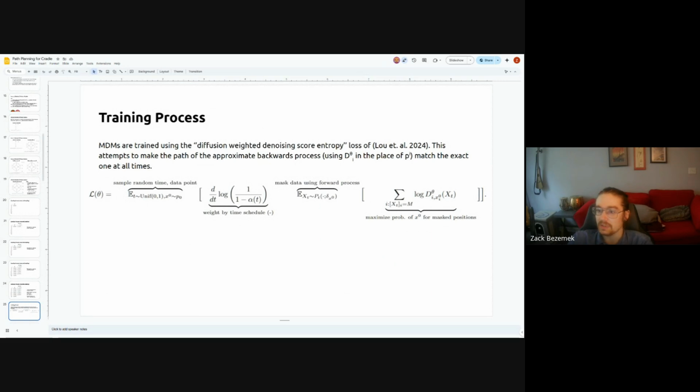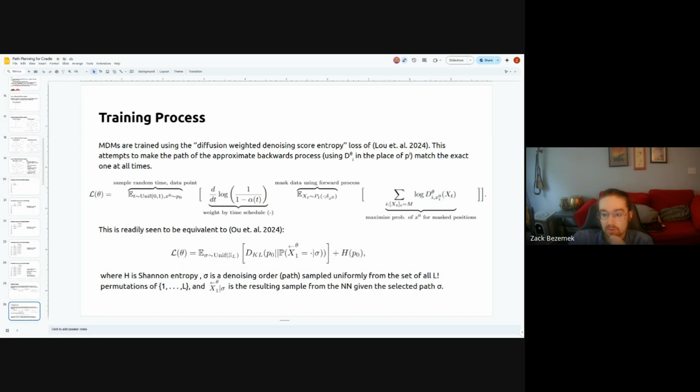I think this last point becomes more clear if you look at how these are actually trained. So MDMs, masked diffusion models, are trained using the diffusion weighted denoising score entropy. What does this mean? It means in order to make sure that our sample at time 1 is going to come accurately from our data distribution, we're trying to make sure that actually the entire path of that backwards process matches the exact one. And the way we do this is we sample a random time and data point. We need some weighting by a time schedule alpha, and that's actually the only role of alpha. So this gets us this negative term here. And we're taking a log probability, so the entire thing is positive. Once we select that random time and random data point, we mask the data using a forward process, meaning each token is masked with probability alpha t. And then we look at all the mask tokens and we ask that our denoiser outputs a large probability for something that's actually representative of the data in that position.